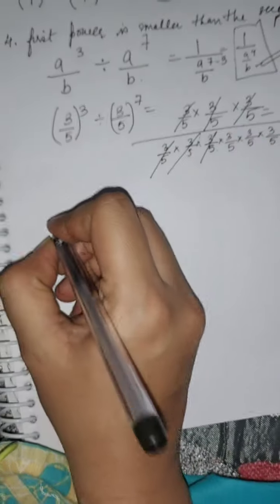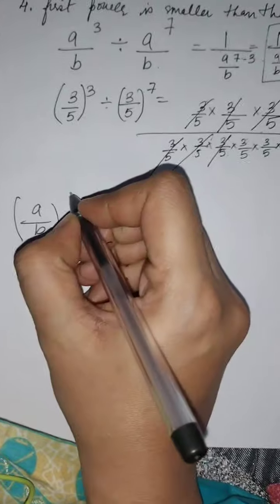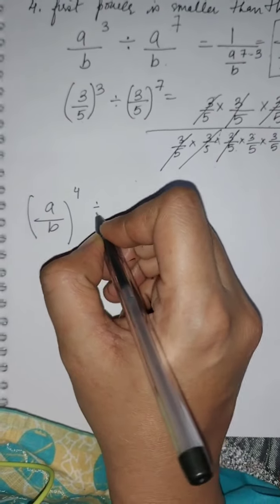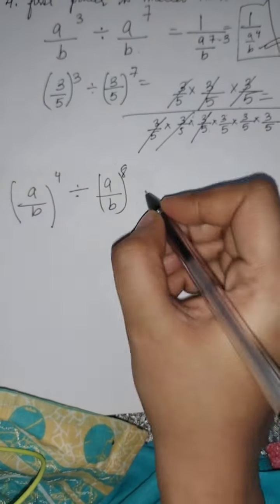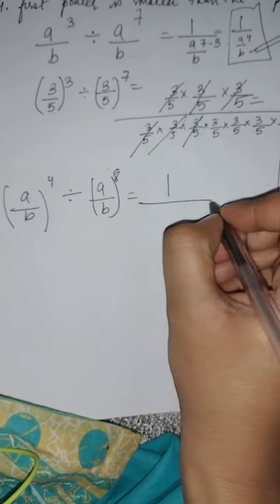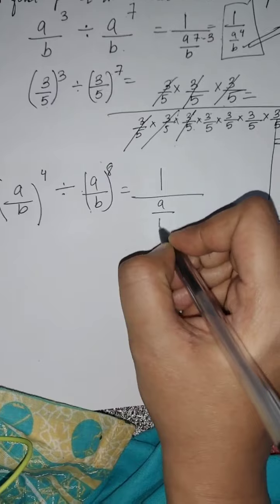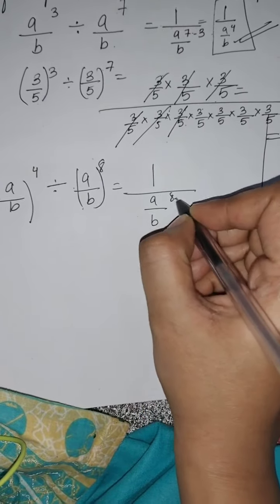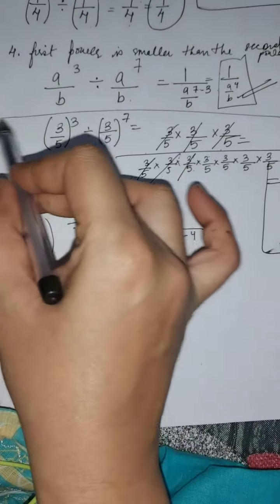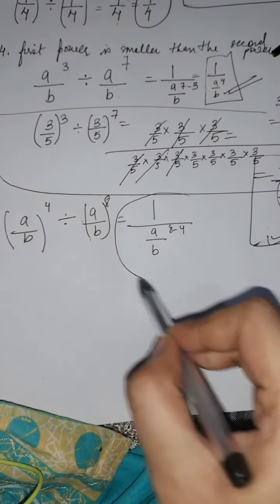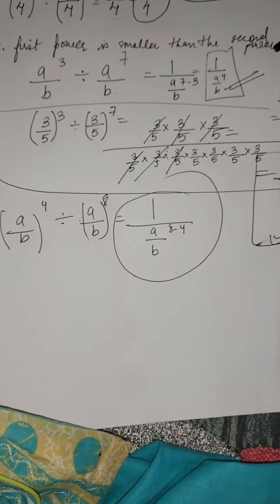So if the first fraction has a smaller power than the second fraction, then the answer will be what? 1. We'll write the same fraction down, 1 upon a upon b, raised to the power 8 minus 4. And with this calculation here, I've explained you how we are getting this rule number 4 in the video.